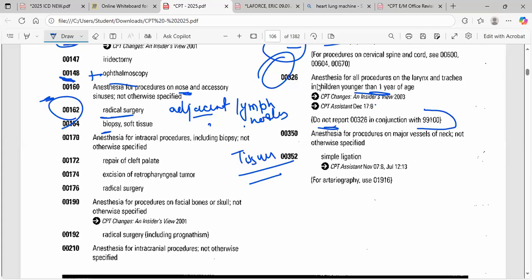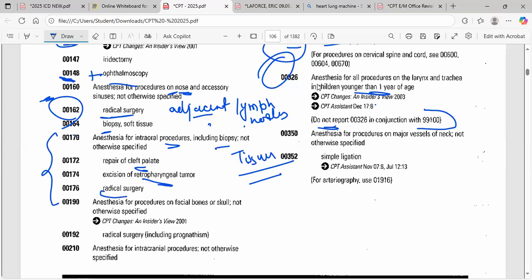Then we have biopsy. That is biopsy on the nose and the soft tissue. Then we have procedures for the oral procedures: biopsy, cleft palate, excision of tumor, and the radical surgery.